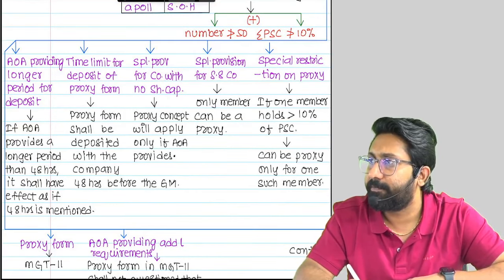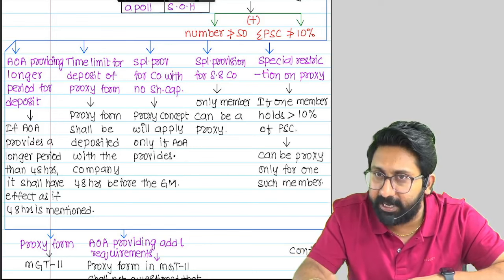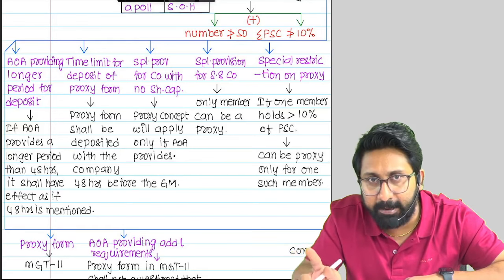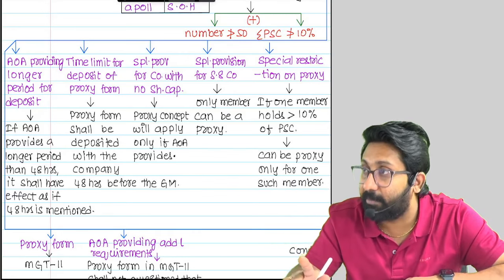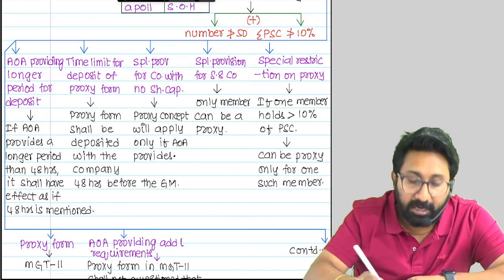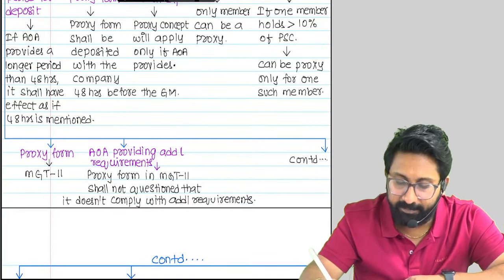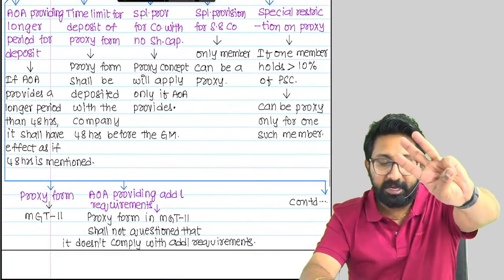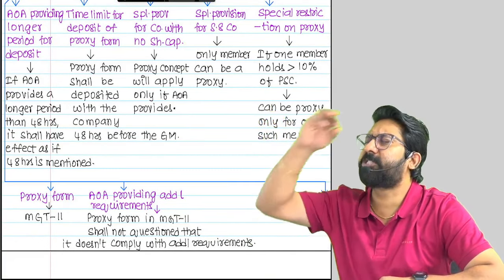Number one, proxy in person, proxy in form. Proxy in person is an individual like you and me. Proxy in form is a document. Proof that you are appointed as a proxy. That proof should be in form number? MGT 11. Here three important points are there. Three important points. Extremely important points.